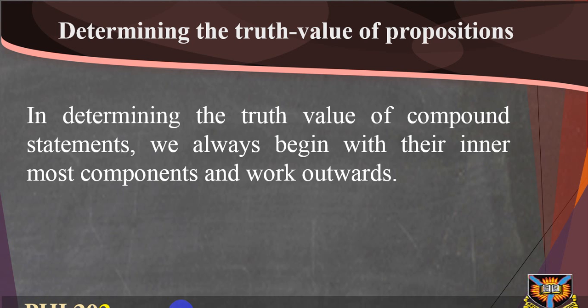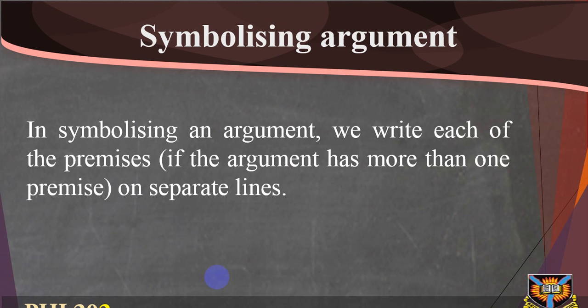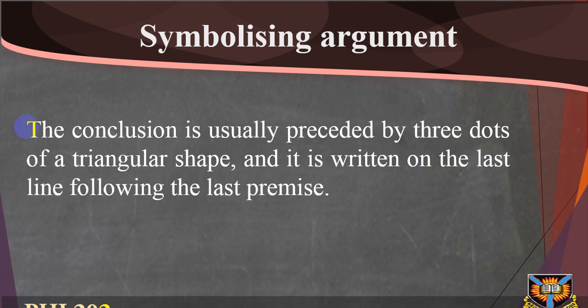Symbolizing arguments. In symbolizing an argument, we write each of the premises, if the argument has more than one premise, on separate lines. The conclusion is usually preceded by three dots of a triangular shape, and it is written on the last line following the last premise.